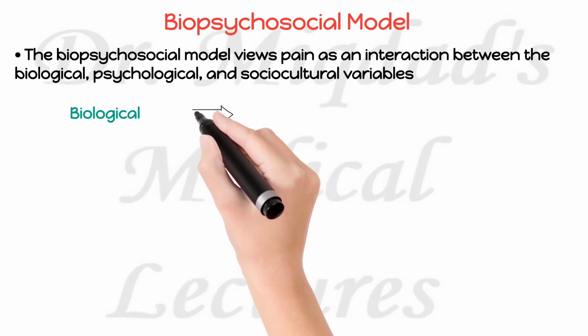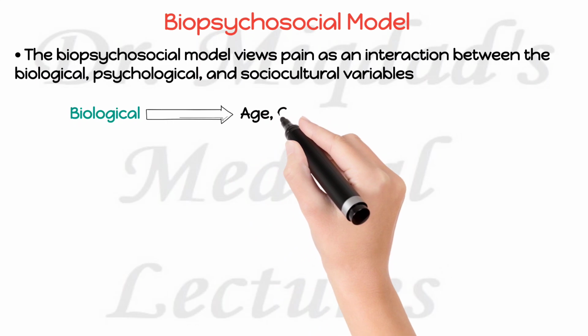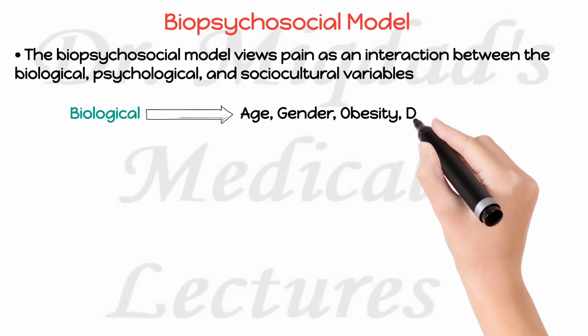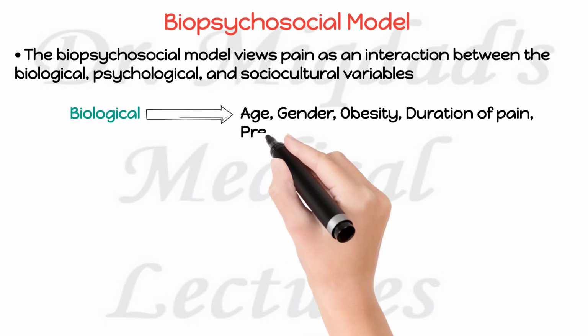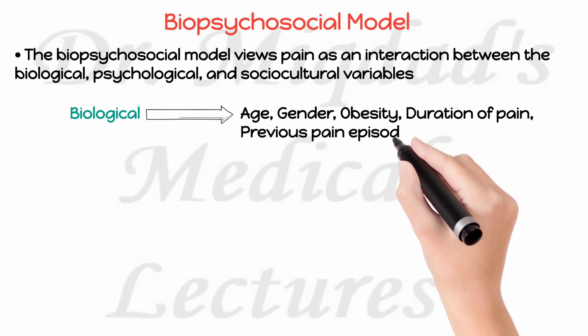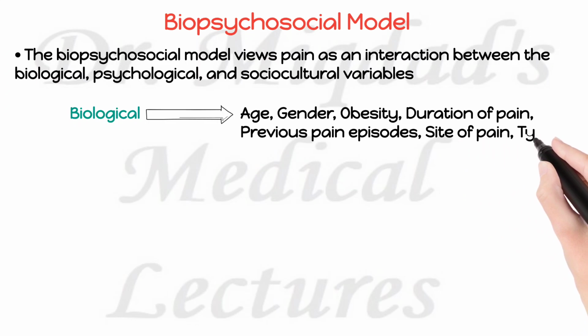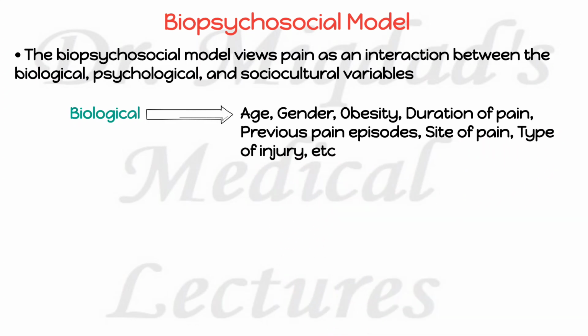So biological variables include age, gender, obesity, duration of pain, previous pain episodes, site of pain, type of injury, etc. Let's elaborate this a bit. A small child will feel a lot of pain with a simple injection, but that same injection is not that painful for an adult. So that's how the perception of pain varies with age. Same thing with gender. Males don't express pain easily and have more tolerance compared to females.